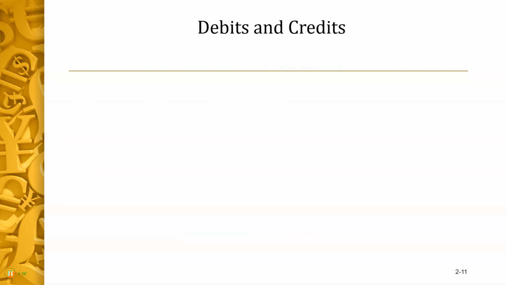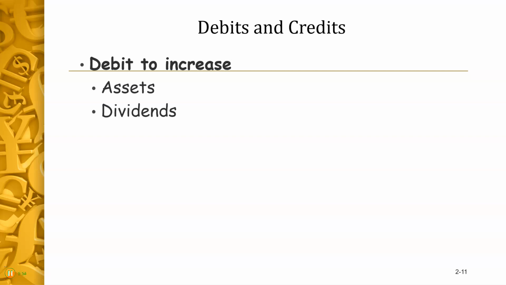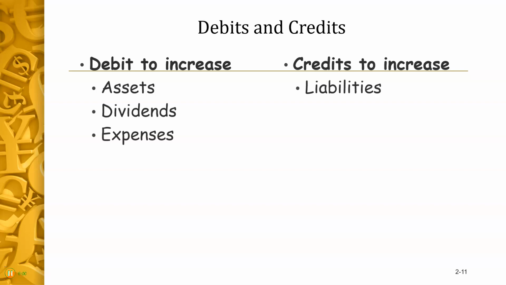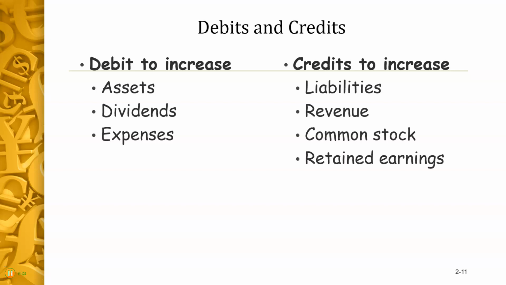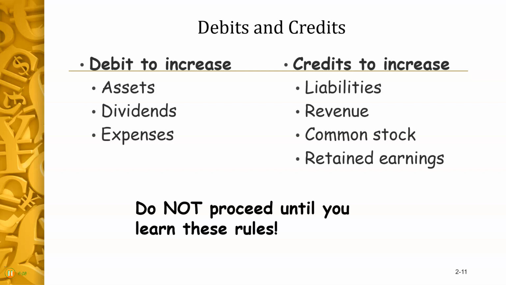Debits and credits. You debit to increase assets, dividends, expenses, and credit to increase liabilities, revenue, common stock, retained earnings. Do not proceed without memorizing these rules. So now at the end, let's walk through an example.